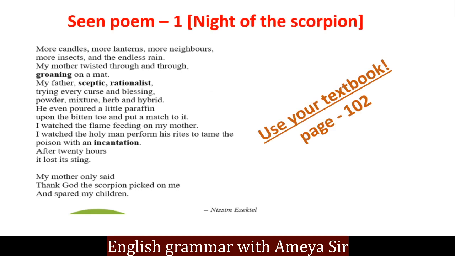All right, with that we can proceed to the first seen poem that we are going to do. I want you to be ready with the textbook. You can pause the video if you are not ready. I want you to be ready with the textbook. Go to page 102. So this is 3.1, Night of the Scorpion, and it's the second page, I believe, of the poem.